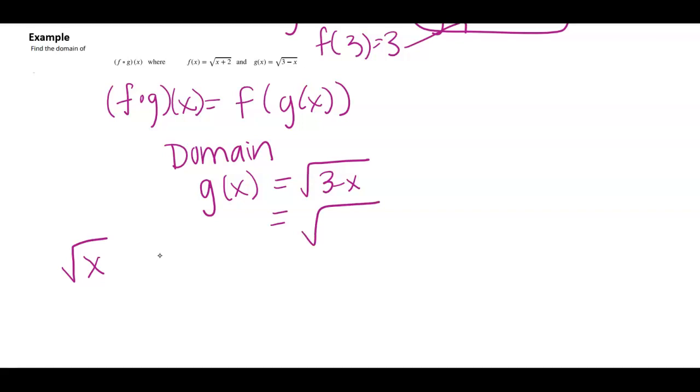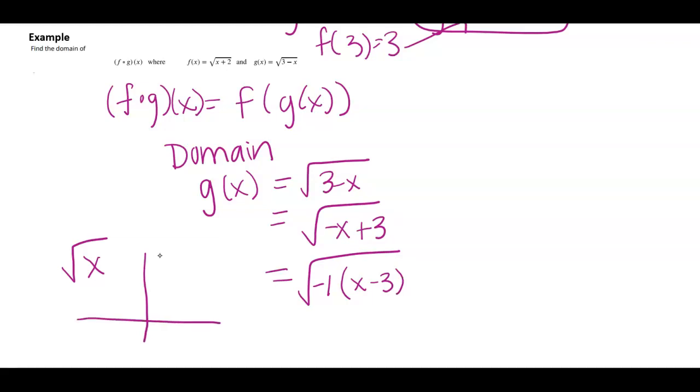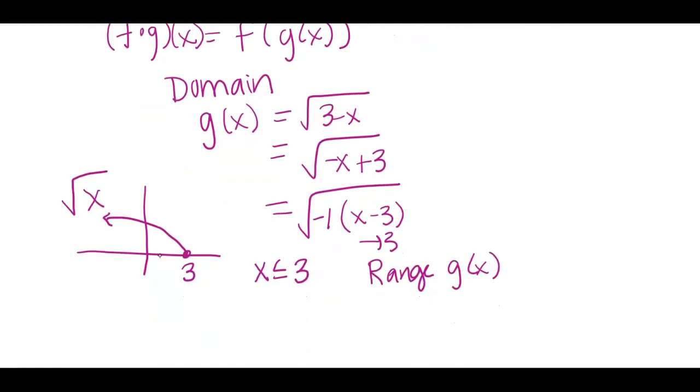I'm going to actually write it like this, negative x plus 3. And remember, we have to take that negative 1 out to make sure we have our reflection and our move and all of that. So this says take the negative and move to the right 3. So reflect and go this way. So the domain of g of x is that x must be less than or equal to 3. However, notice that the range of g of x is y greater than or equal to 0.